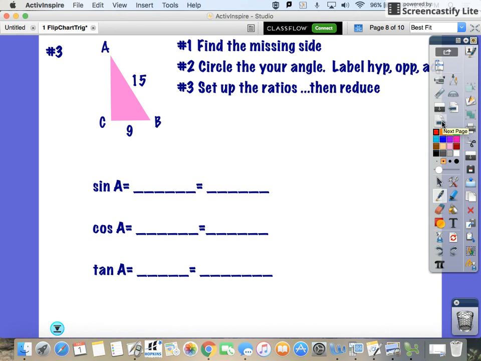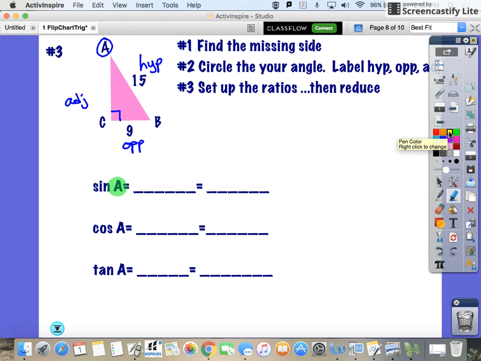So again, we need to find the missing side, but this one says we're looking at the sine of A. So we're going to circle A, and we're going to label our sides. If you throw a rock or a football from A, you're going to hit your opposite here. This one's still your height or hypotenuse because it's across from your 90-degree angle. So this one must be adjacent.